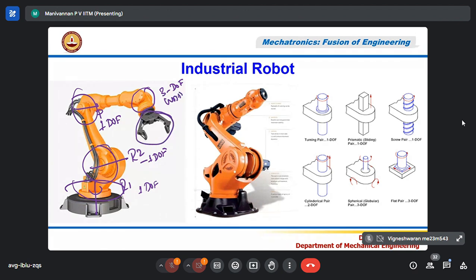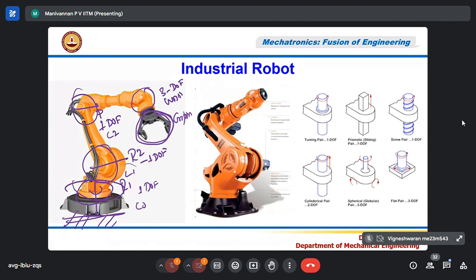When we talk about the degrees of freedom, we are talking with respect to the base. Correct? This is the base. With respect to the base, the finger or gripper is going to move in 3-dimensional space. So the gripper gets only 3-degree freedom. But if I talk with respect to L0, L1, it has only 1 degree of freedom because there is only one joint.